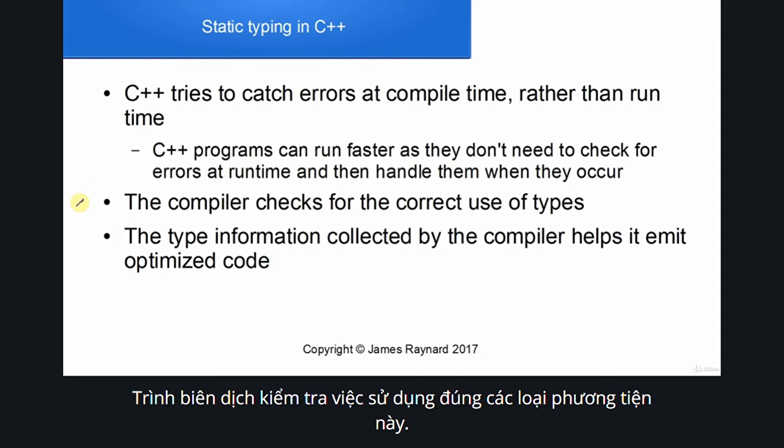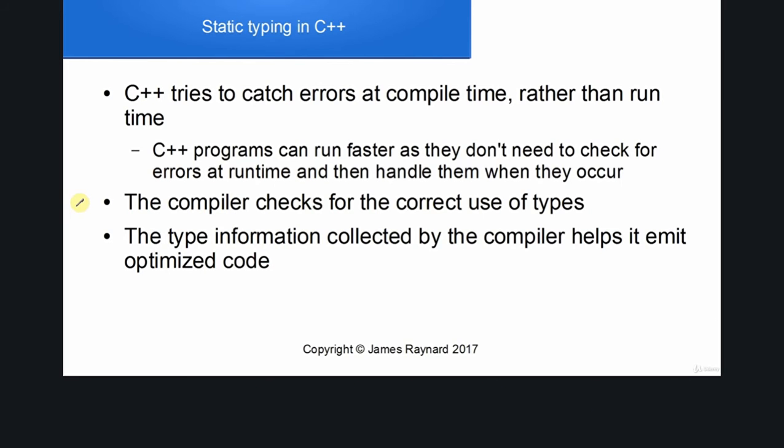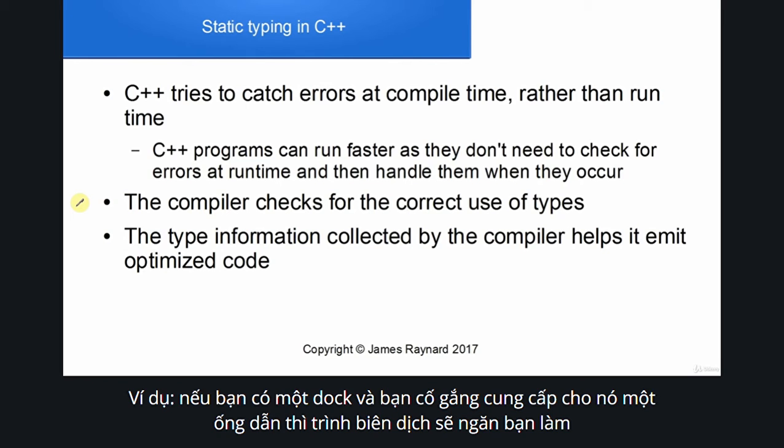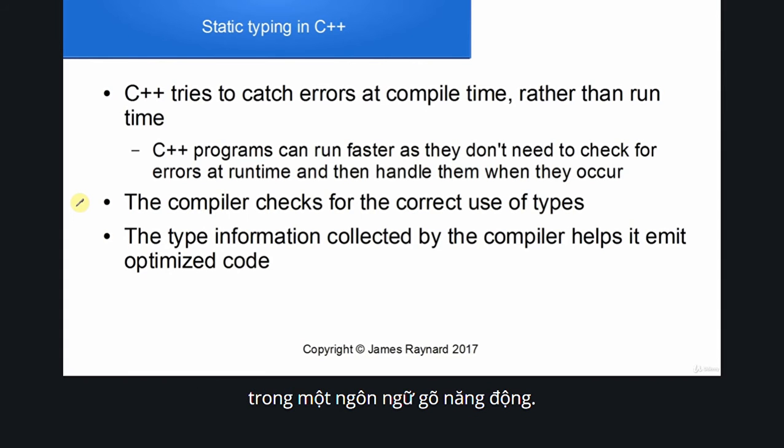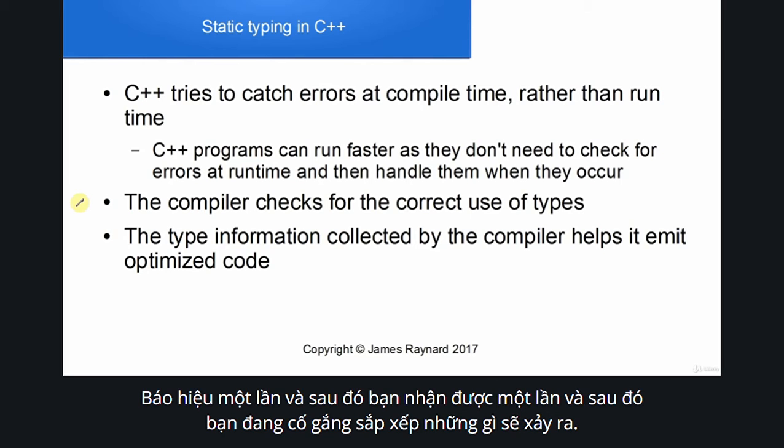The compiler checks for the correct use of types. This means basically if you're trying to use one kind of data in a situation where another type of data is required. For example, if you have a duck and you try to give it a duct, then the compiler will stop you from doing that. In a dynamic typing language, the program will run and then you'll get a runtime error, and then you have to try and sort out what happens.